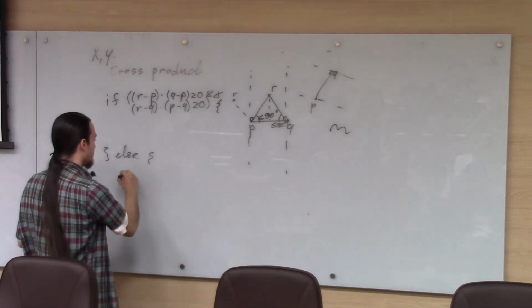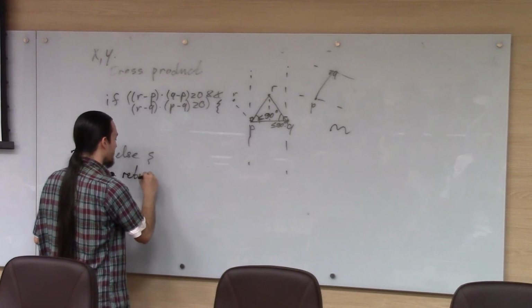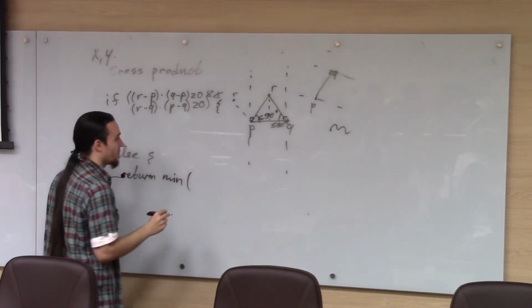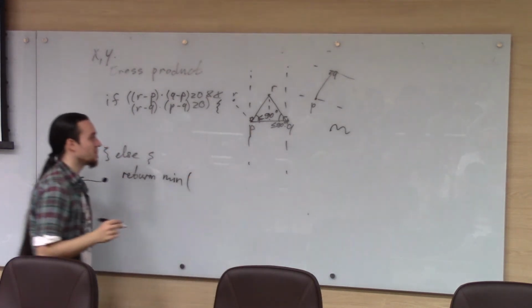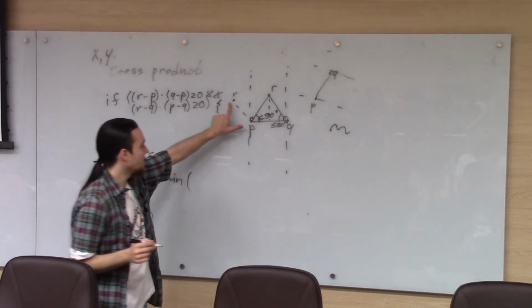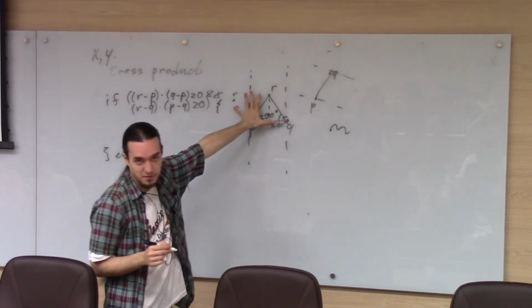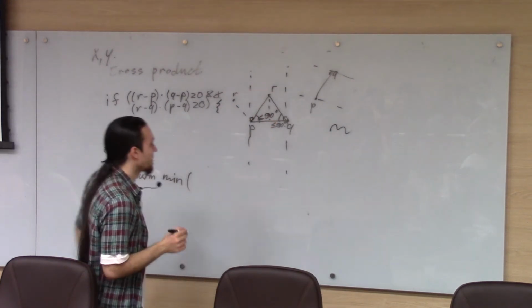So here we just return the minimum of the two: the smallest of the lengths of this vector and the lengths of this vector, and that's the answer.